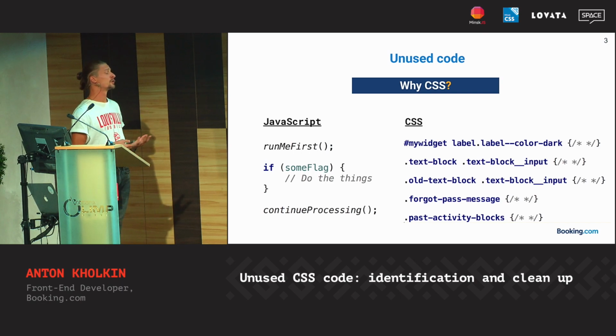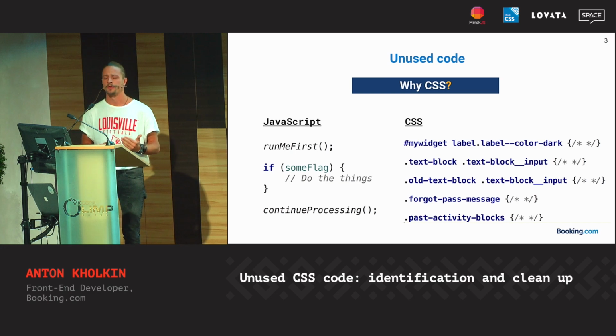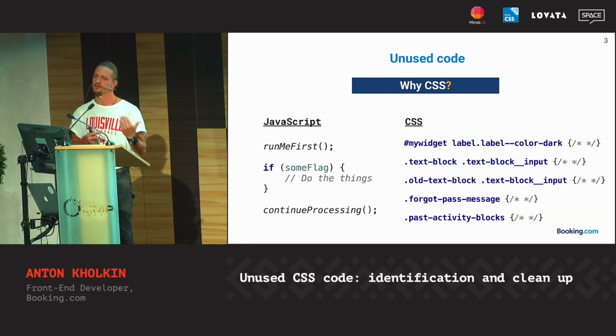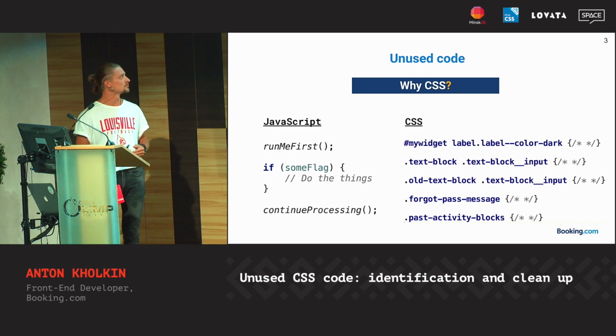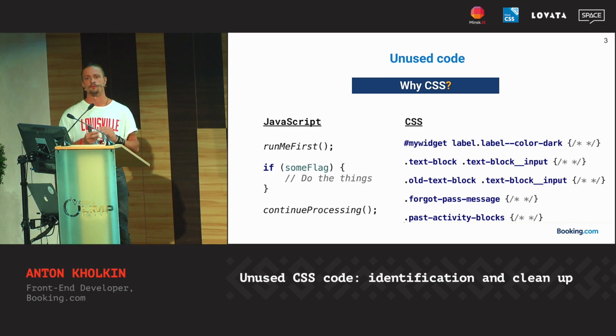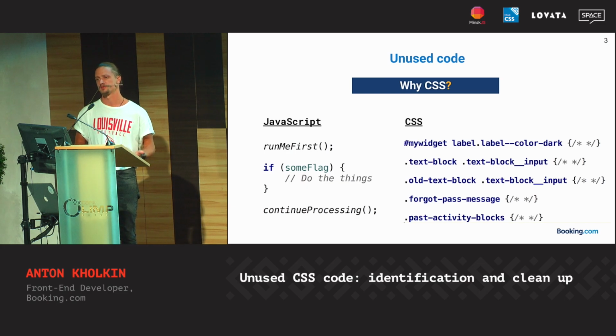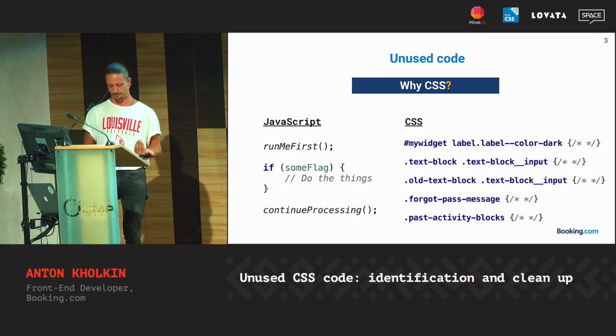While in JavaScript, as in this example, you can take a look at some variable, do some reverse engineering, and understand, let's say, that this variable doesn't take this value anymore. So that means that this branch of code might be removed.